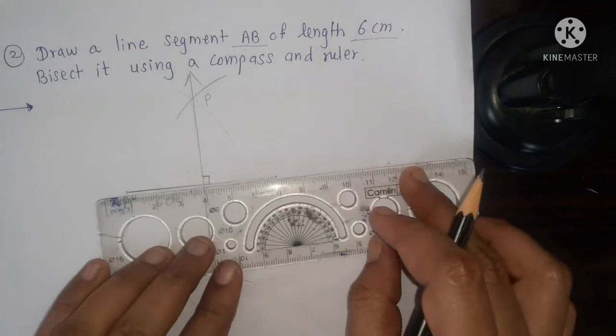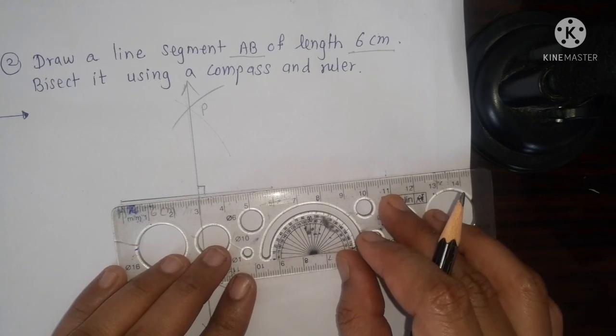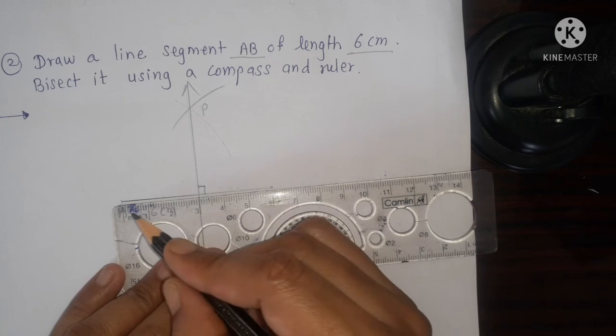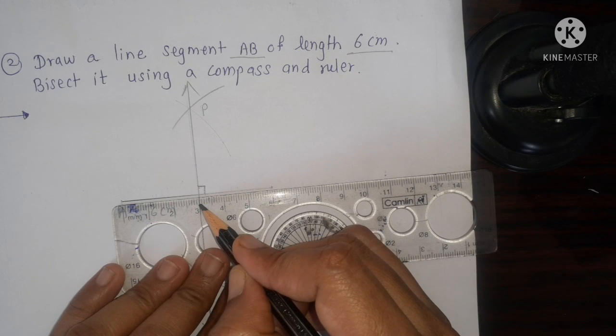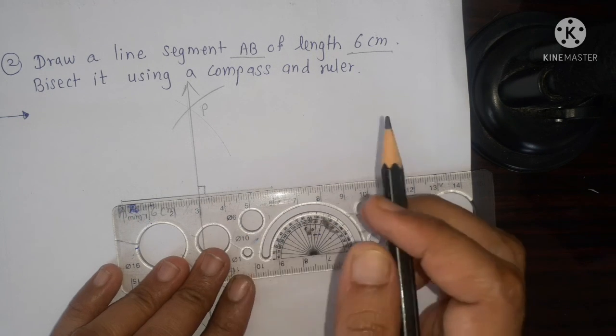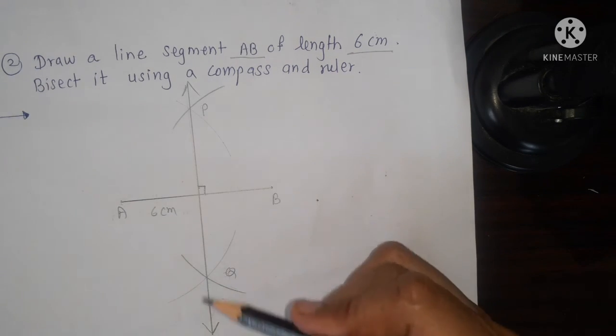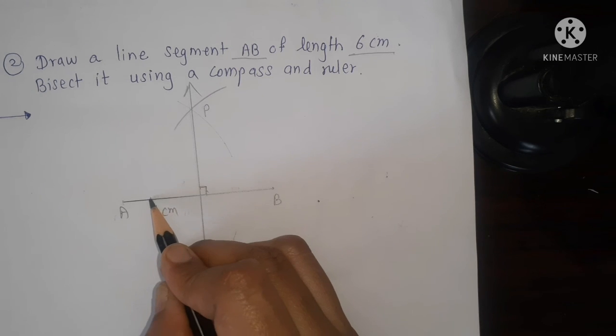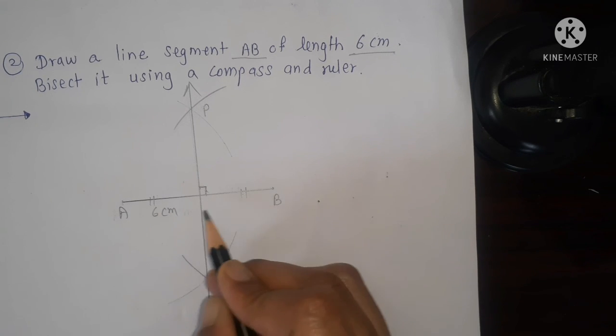Now we can verify. AB is 6 centimeters and the midpoint is at 3 centimeters. So PQ is a perpendicular as well as a bisector of segment AB.